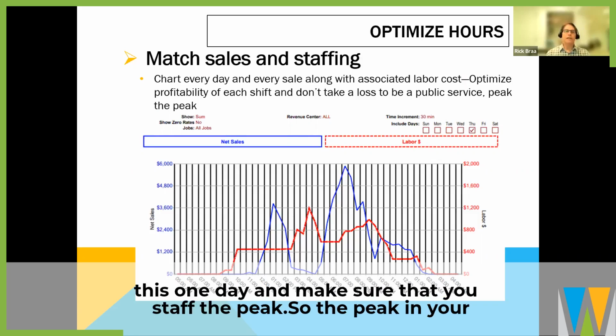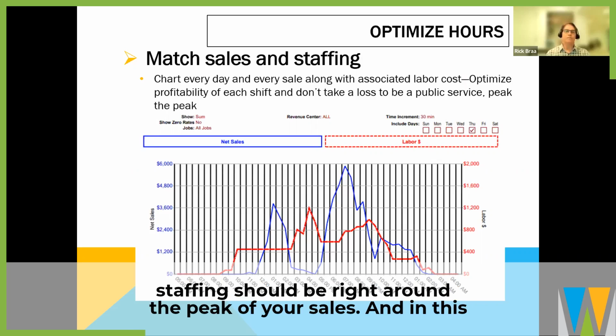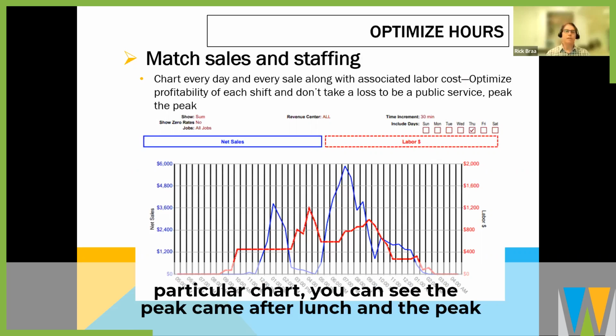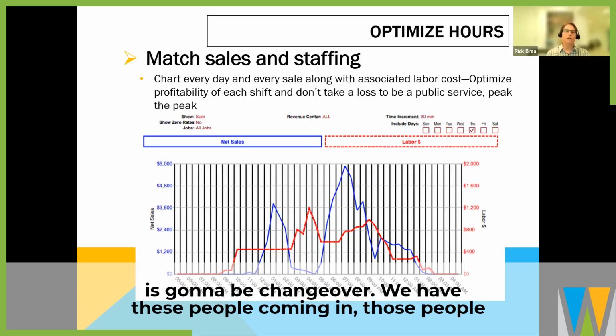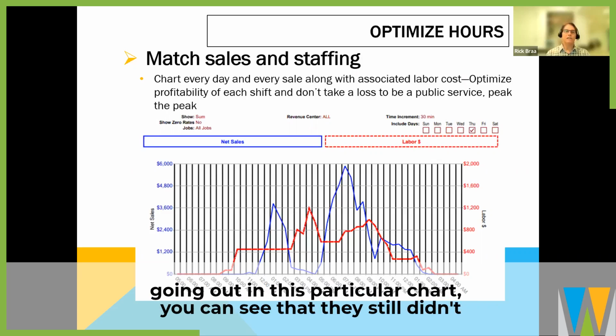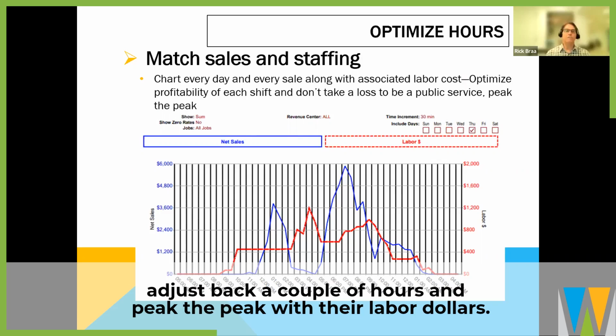And make sure that you staff the peak. So the peak in your staffing should be right around the peak of your sales. In this particular chart, you can see the peak came after lunch and the peak came before dinner. So wasting labor dollars, and I know the excuse is going to be changeover. We have these people coming in, those people going out. In this particular chart, you can see that they still didn't adjust back a couple of hours and peak to peak with their labor dollars. Those things should be very, very close to matching up.